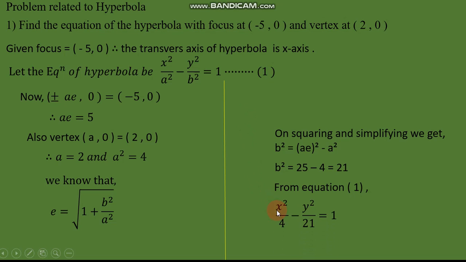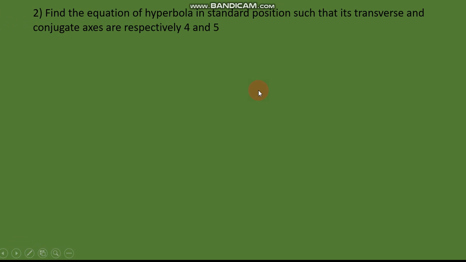So look here, x square by 4 minus y square by 21 equal to 1, putting the values of a square and b square. On simplifying this we get this result. You can do this yourself. Okay, we go to the next solution now.